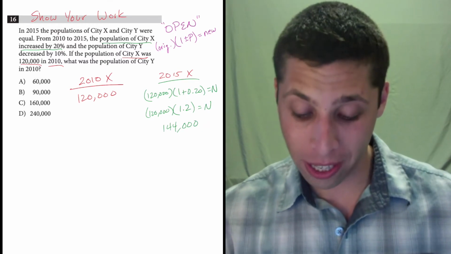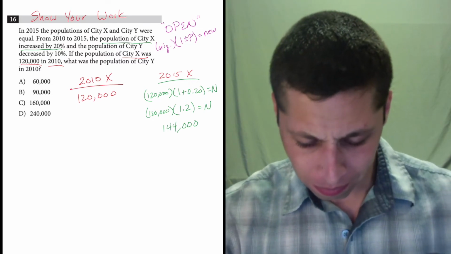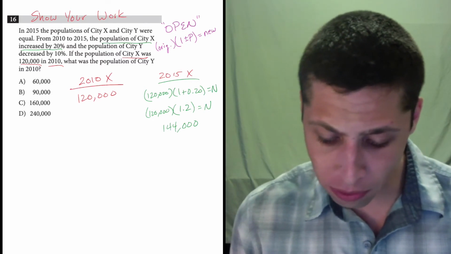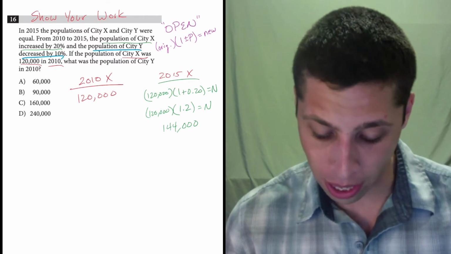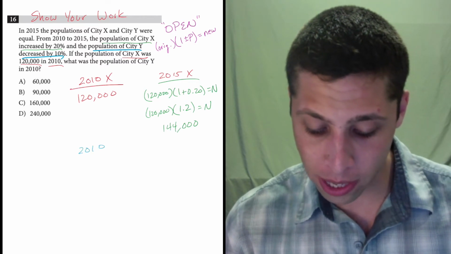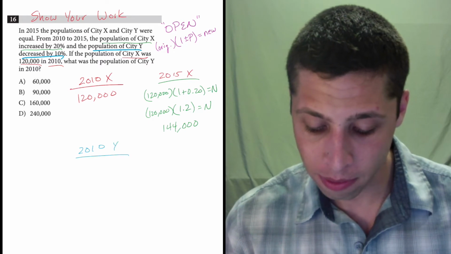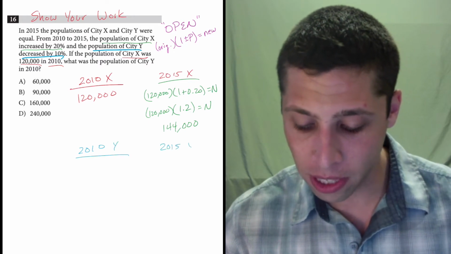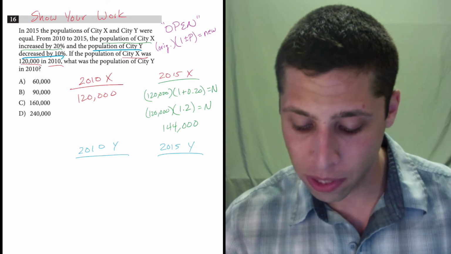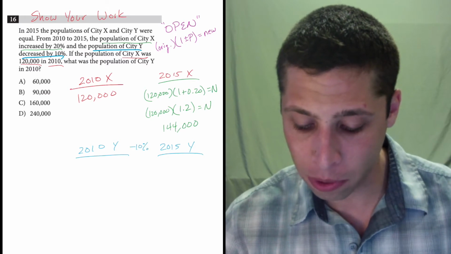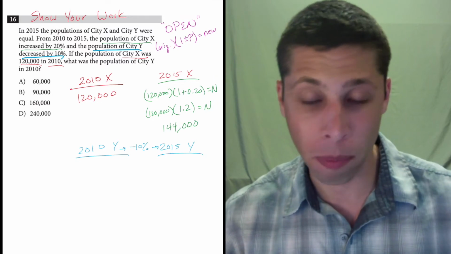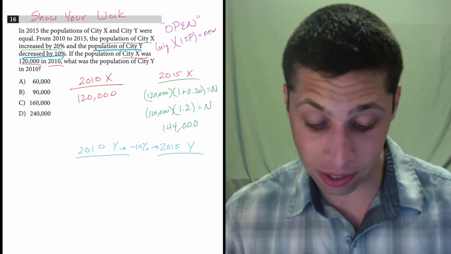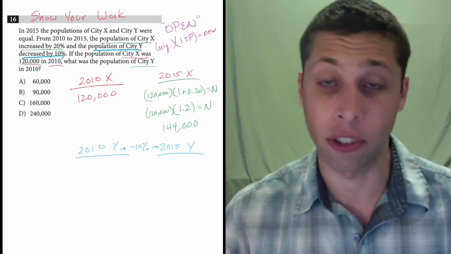Okay. Now what? Well, now we got to work in city Y. They tell us that the population of city Y decreased by 10%. Okay, so from 2010 to 2015, there was a decrease of 10%. Great. But I don't know what my original value is, so how do I do that decrease? And in fact, they're asking for the original value.